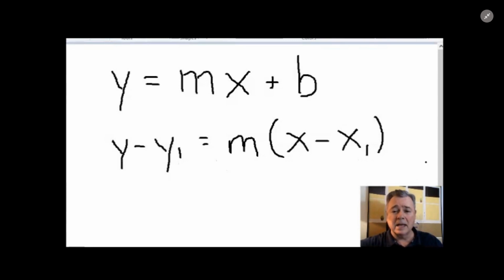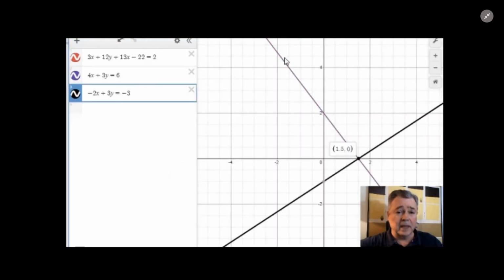And we note that our first function, going back to the graph here, the line moves downward from left to right. That means the slope is negative.